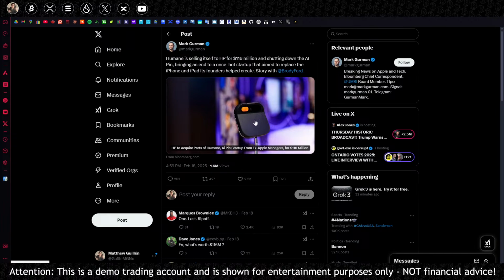Do you guys remember this thing? Humane is the company. They were selling themselves to HP, Hewlett Packard, for $116 million, and they're shutting down their AI Pin, bringing an end to a once hot startup that aimed to replace the iPhone and iPad its founders helped create. So this thing is something that you would clip on your breast pocket, on your shirt. And this thing right over here would project. It's like a projector, and you would use your hand like a wall. If you hold your palm in front of you, you could see it there.